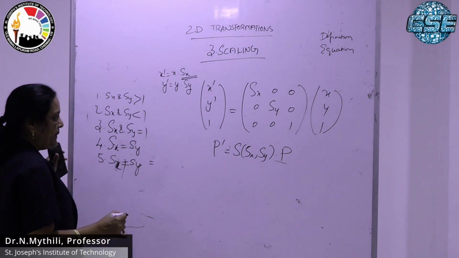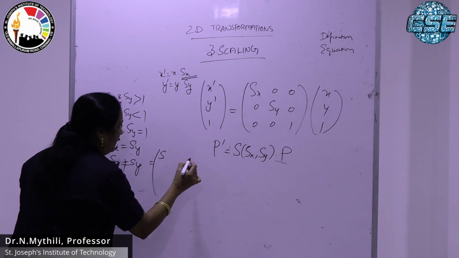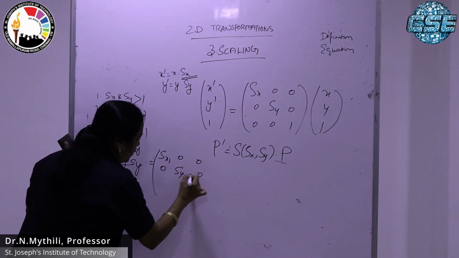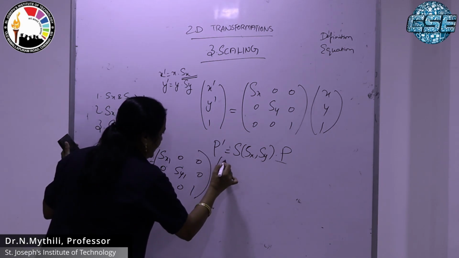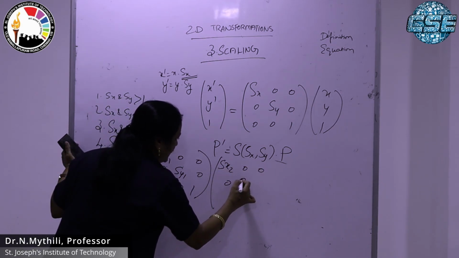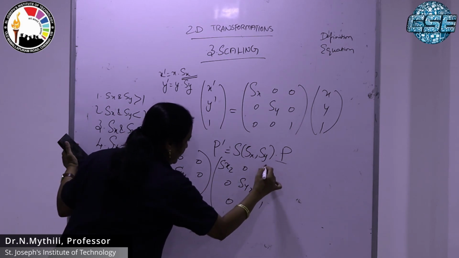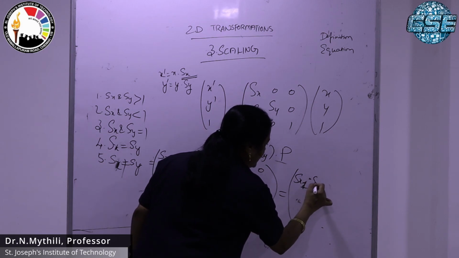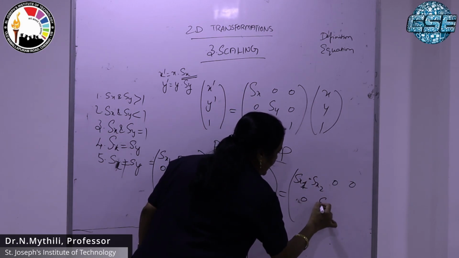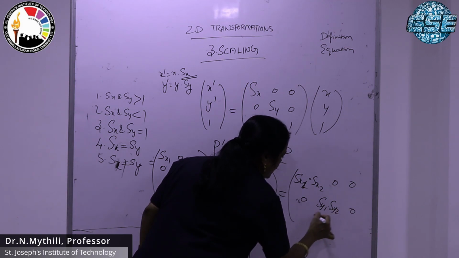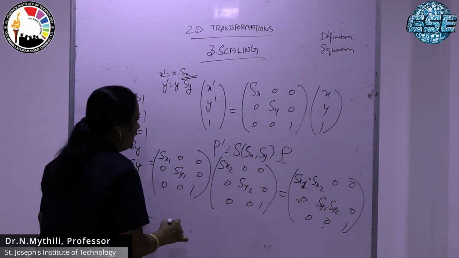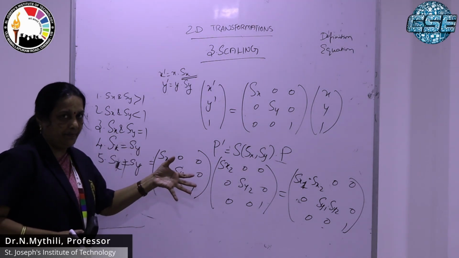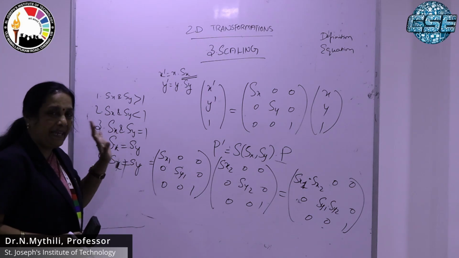So for the composite transformation, sx1 0 0, 0 sy1 0, 0 0 1 and sx2 0 0, 0 sy2 0, 0 0 1, which is equal to, we will have sx1 into sx2 0 0, 0 sy1 into sy2 0, 0 0 1. Okay. So it denotes the successive scaling operations are multiplicative.